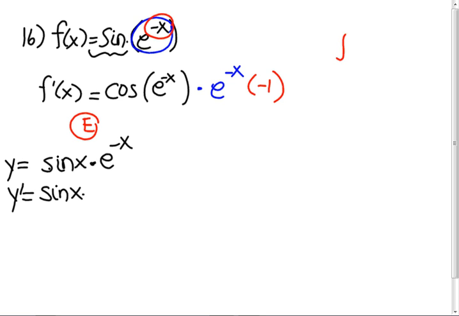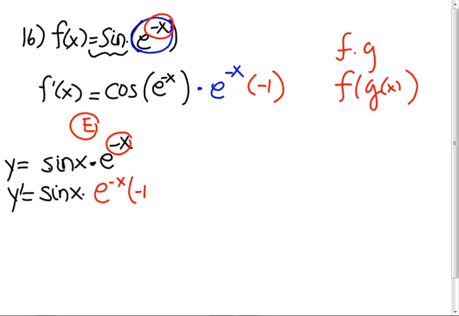Yes. Product is f times g. Composite is f of g. See the difference there? So then this would be e to the minus x times the derivative of that, which is negative 1. And then, because it's a product, you go plus, leave this guy alone, times the derivative of sine, which is cosine. Times the derivative of x, but that's just 1. How about 14?